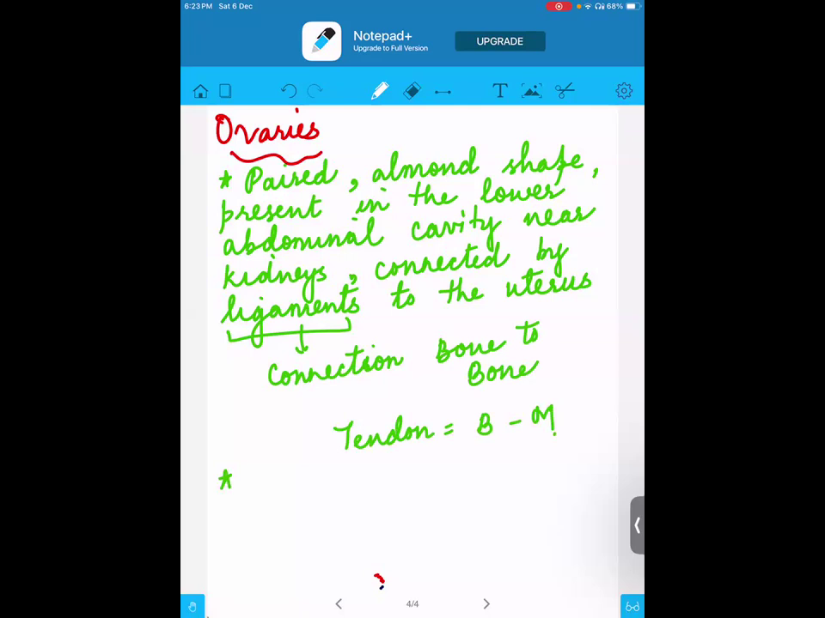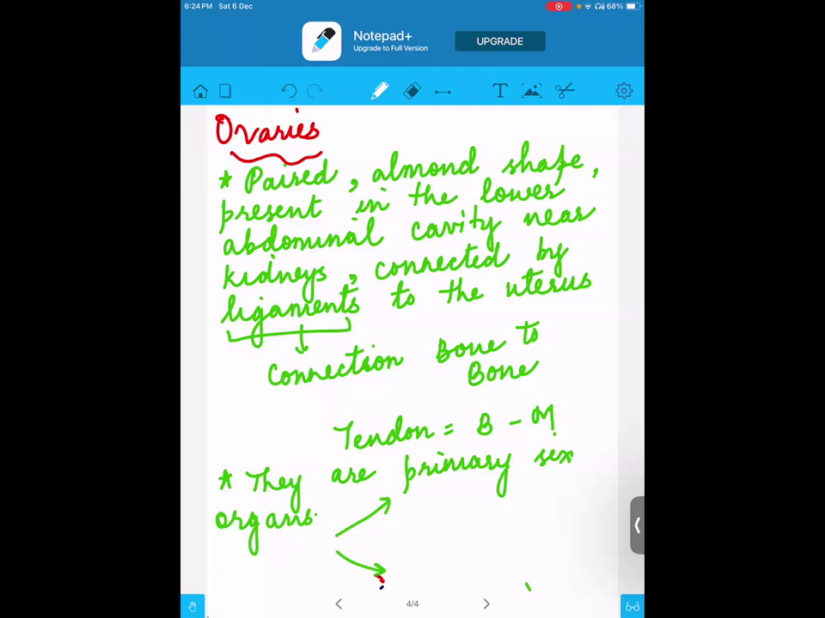Second thing, they are the primary sex organs. So they are the very basic sex organs which are required for the female body. And these basic sex organs actually perform two functions. So two functions will be performed by them.